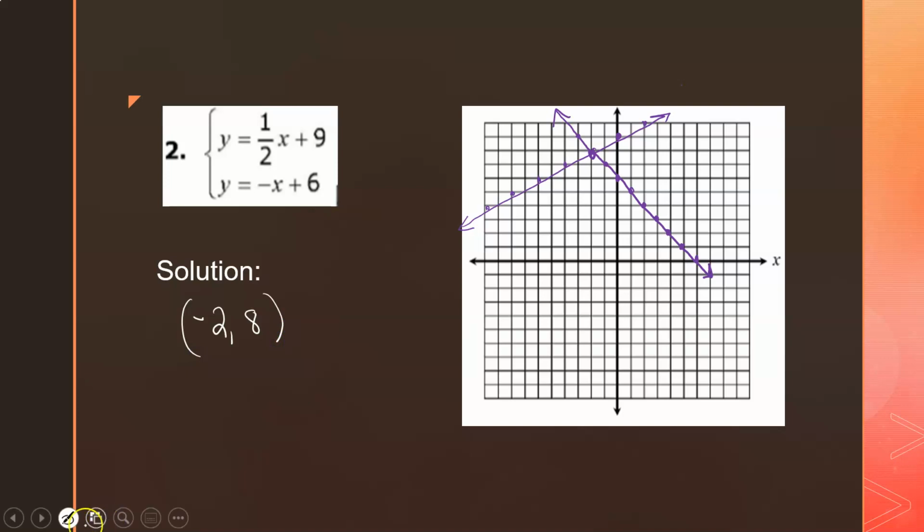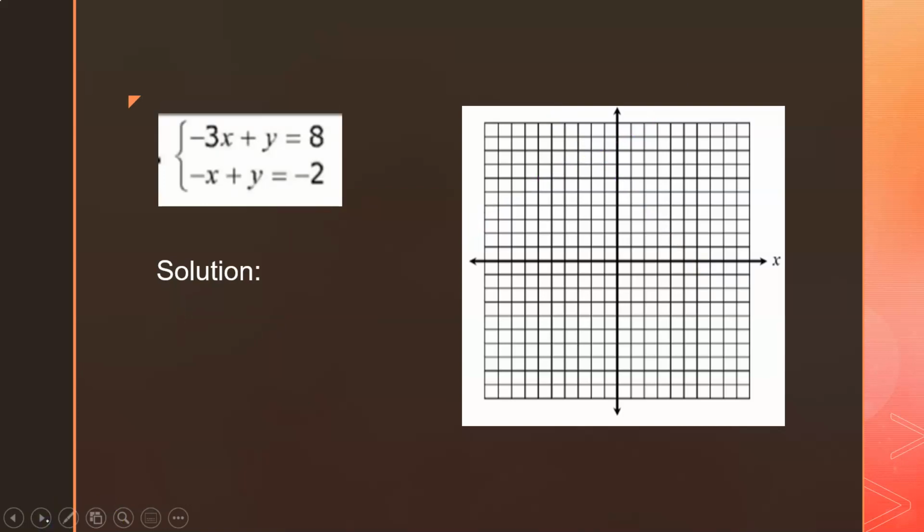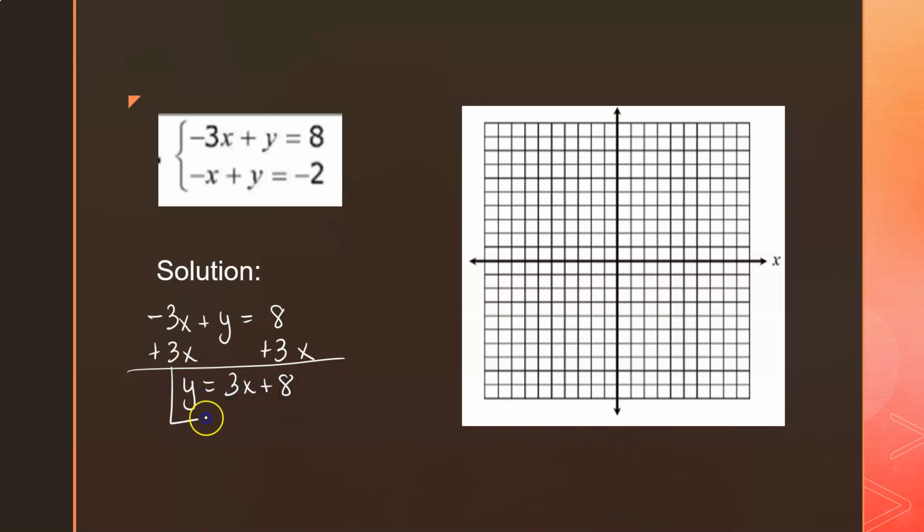So if I plug those points into both those equations, your equation would work. All right, let's go to number 3. We have to get these into slope-intercept form, so we've got to move them around. So here's my first one. I have to get y alone, so I'm going to add 3x. So I have y equals 3x plus 8. Let's get the other one. Got to get y alone, so I'm going to add x to both sides. So I have y equals x minus 2.